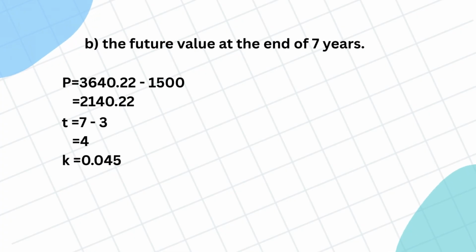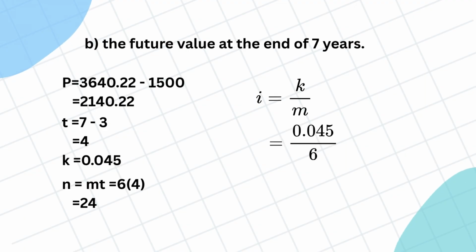For T, we need to minus 7 with 3 because the question asks for the future value at the end of 7 years and we already calculated for the 3 years, and the interest is reduced to 0.045. And for N, we need to divide M with T and it equals 24, and I equals K over N, and you should get 0.045 over N.